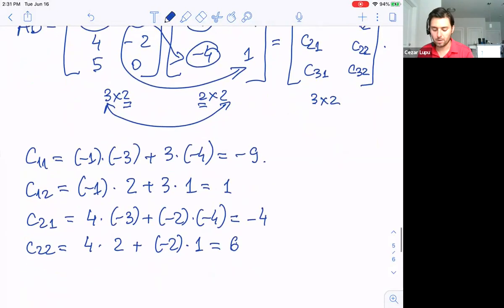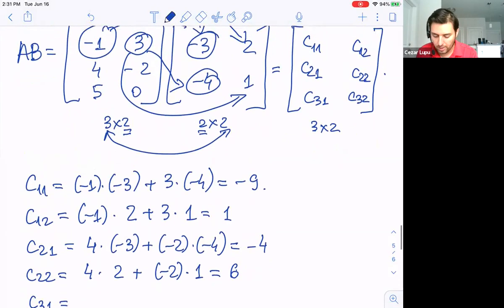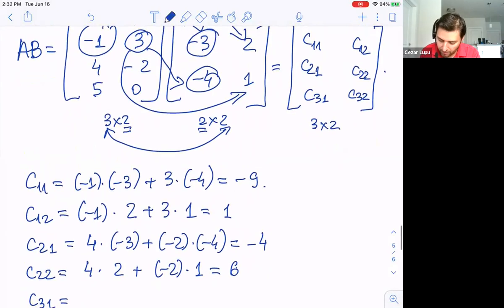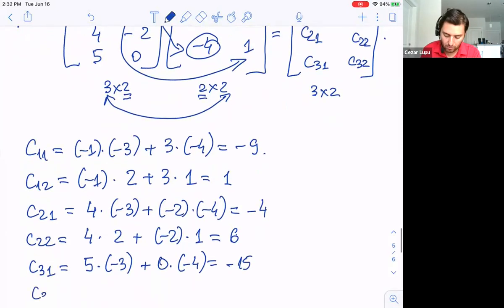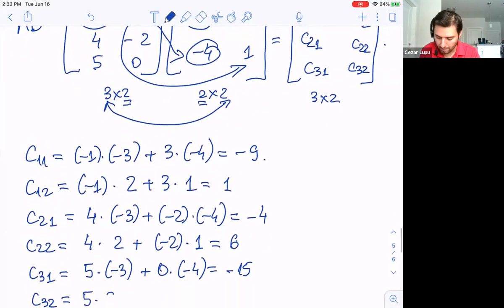Right? Now, I'm done with this. Then I'm taking C31. For C31, I'm taking the elements from the third row and multiplying again. So it will be 5 times -3 plus 0 times -4, which will be -15. And then the last one, C32, is 5 times 2 plus 0 times 1, which will be 10.